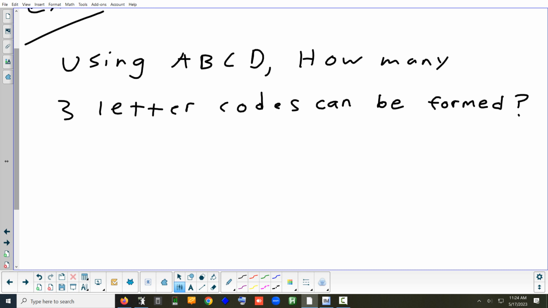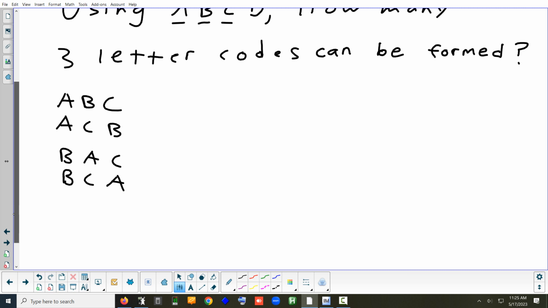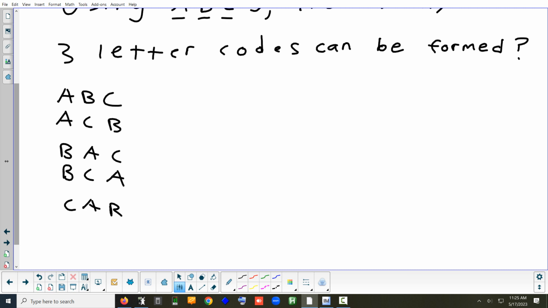Let's start with the 3 letters A, B, C, and rearrange those all the ways you can. So you could have A, B, C. What else could you have? Let's maybe do it in alphabetical order. A, C, B. So those are the ones that start with A. Okay. And then B, A, C. And then B, C, A. Those are the ones that start with B. And then C, A, B. And then C, B, A.